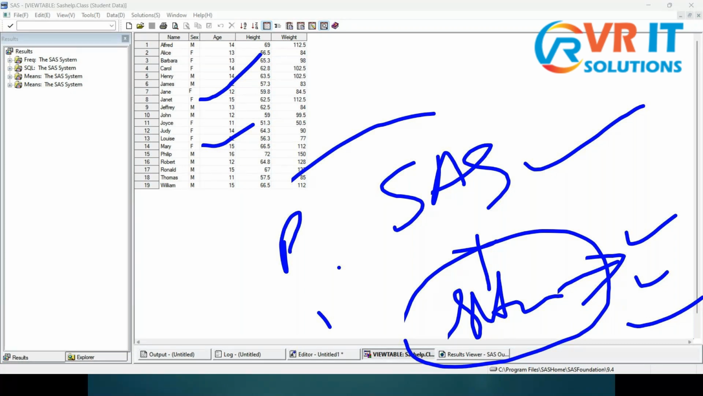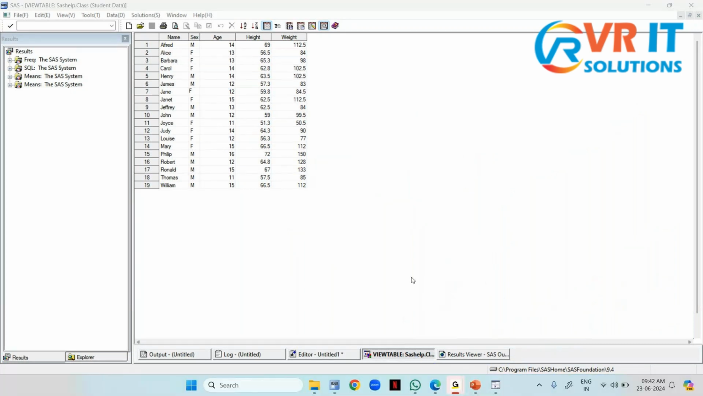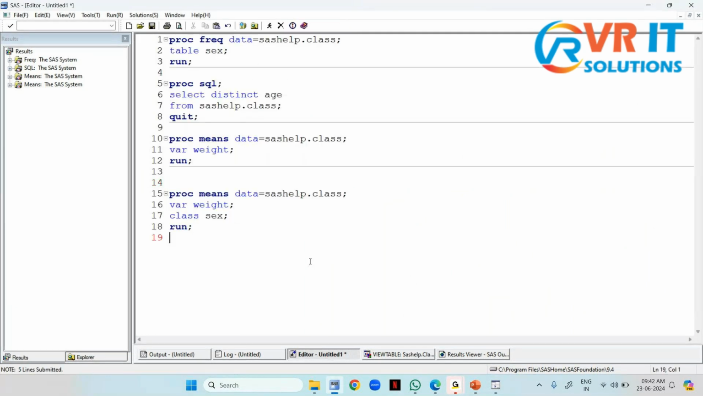So if you have a statistical background, it is very good, because you can use the same SAS for deriving a lot of statistical analysis as well. And the market needs a lot of biostatisticians now. They are in a resource crunch now.